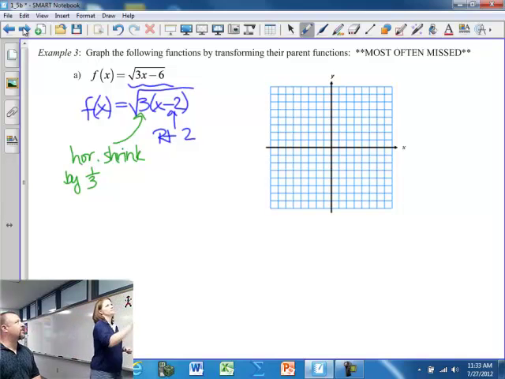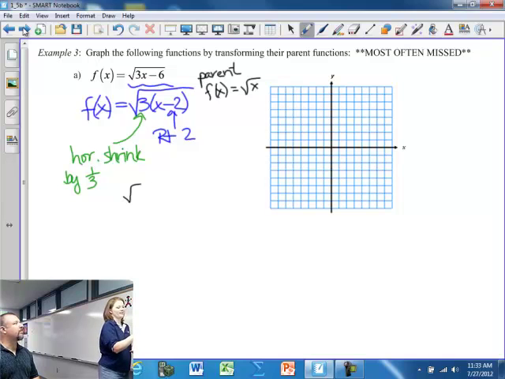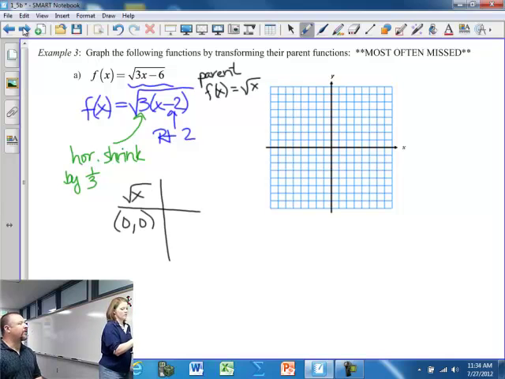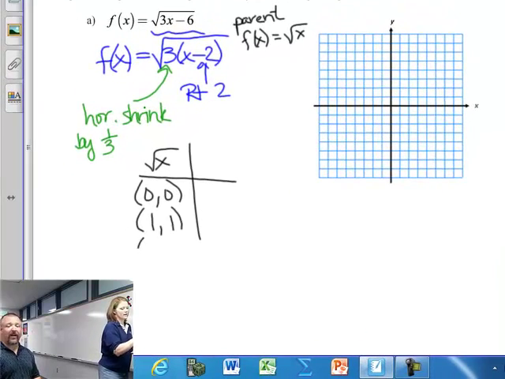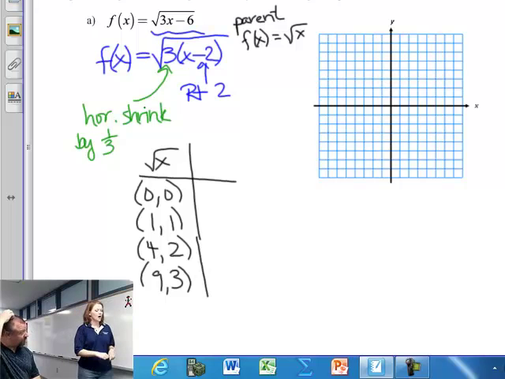Uh-oh. We have to have a parent function. Okay, what was our parent function? What was the square root function? Okay. Y equals the square root of x. And we have to remember that they had specific points they had to graph for that. Okay, so the square root of x had some specific ordered pairs. 0, 0, 1, 1, and 4, 2. And any more you want, it's fine, but those 3 are minimal. I'm going to go ahead and write 9, 3 as well. Fair enough. Because I know I'm taking a third. It's easier to take a third of 9 than it is 4.